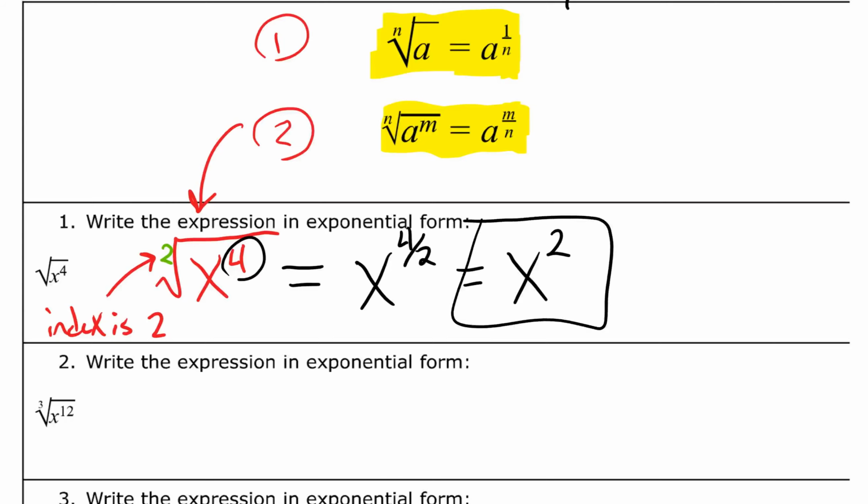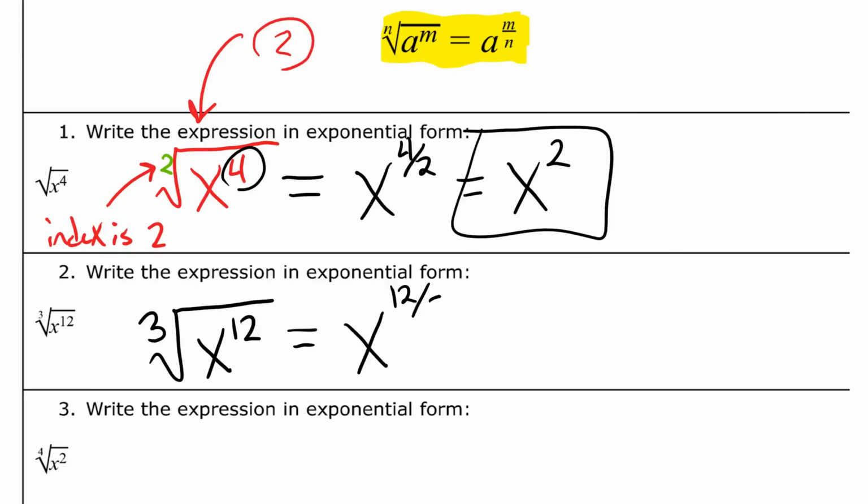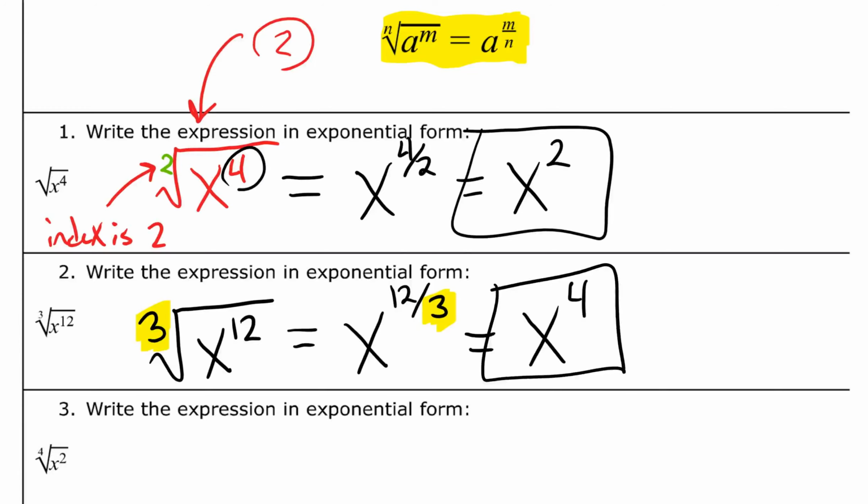Let's move on to number 2, where we will use property number 2 once again. Let's write this out. The cube root of x to the 12th. Using the same exact property, this equals x to the power of 12 divided by 3. Remember, 3 is the index, 3 always goes in the denominator. 12 divided by 3 is just 4. So it simplifies out really easily like that.